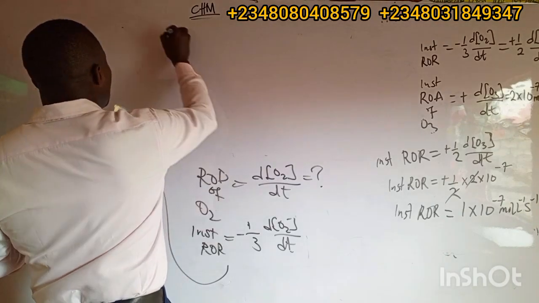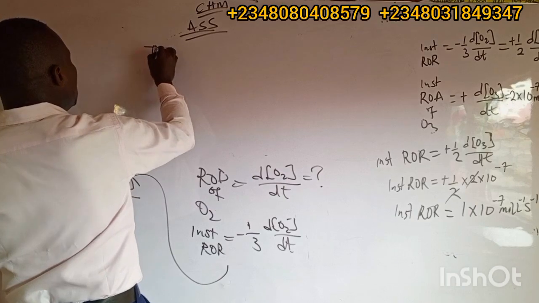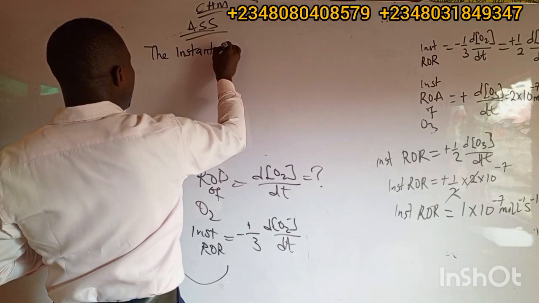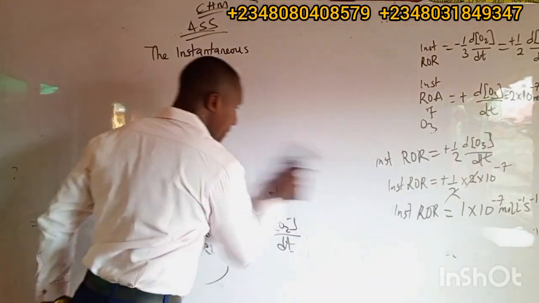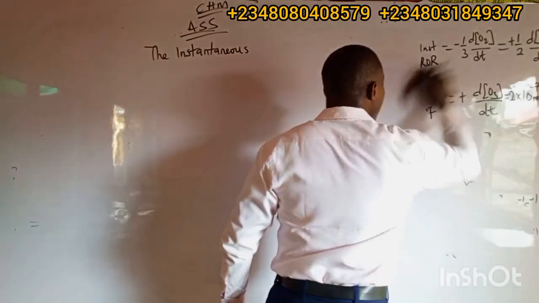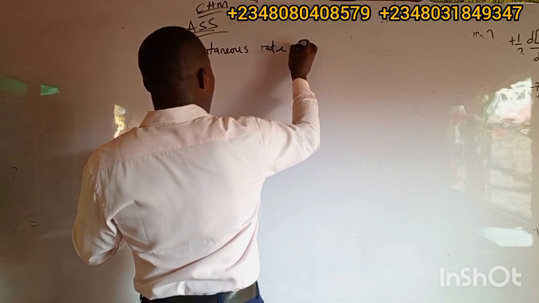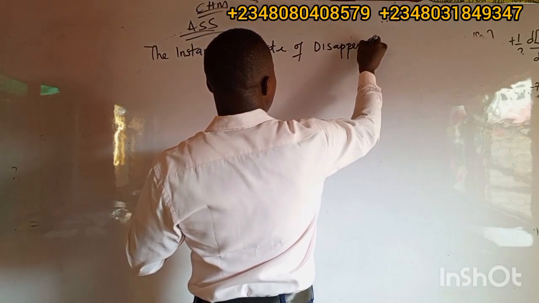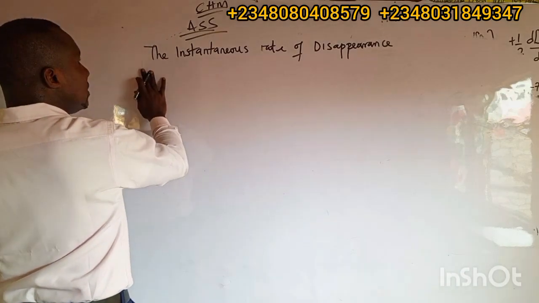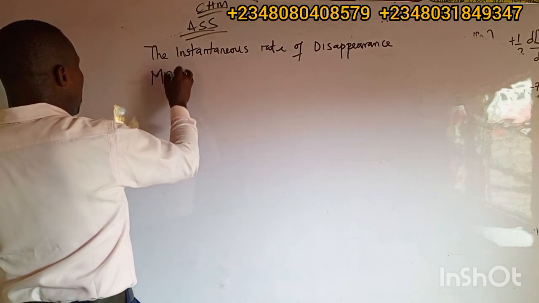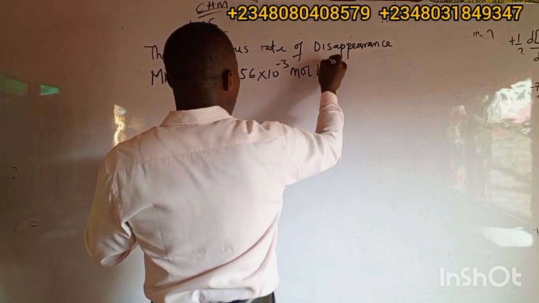This is the assignment. The instantaneous rate of disappearance of MnO4 minus is 4.56 times 10 raised to the power minus 3 mole per liter per second.